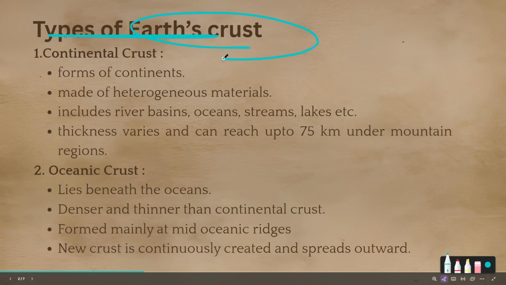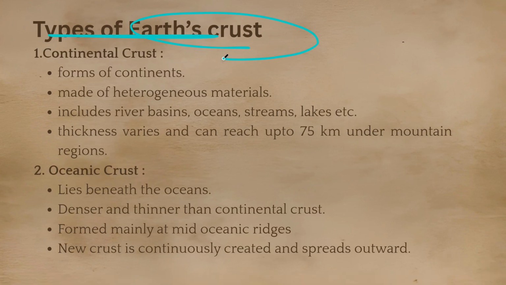Types of the Earth's crust. We will first be covering the concepts related to the Earth's crust. The Earth's crust is basically divided into two parts, that is continental crust and oceanic crust. Continental crust, as the name suggests, is made up of the continents and made up of heterogeneous materials.